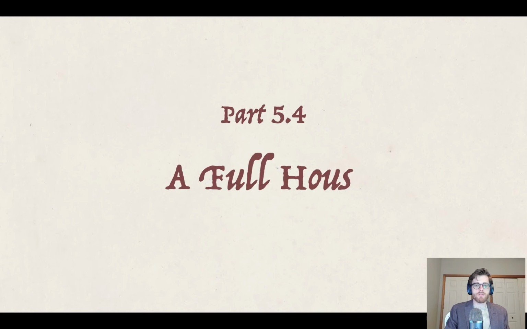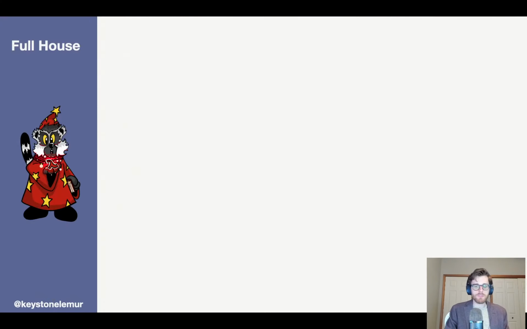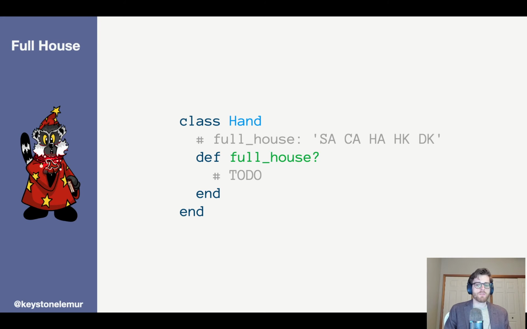Next, we have a full house. A full house is interesting in that it has 3 of one rank and 2 of another. Going back to our hand, we'll start with an example of 3 aces and 2 kings. Now let's start with a full house method here and match it against a pattern.